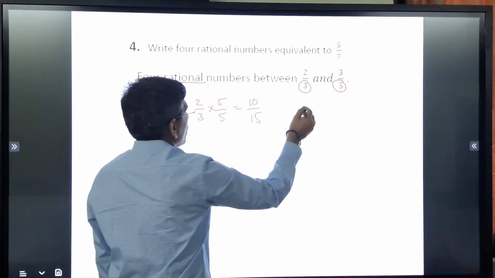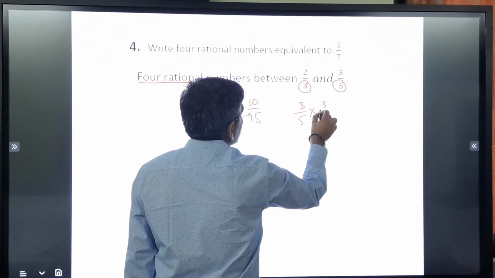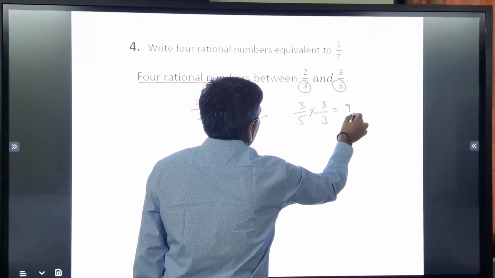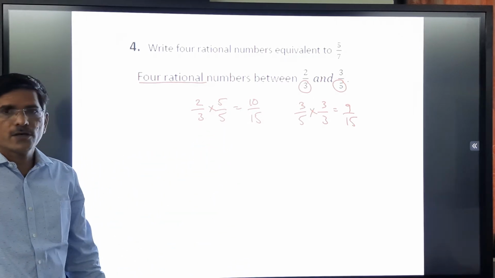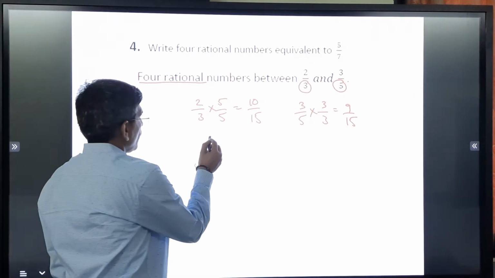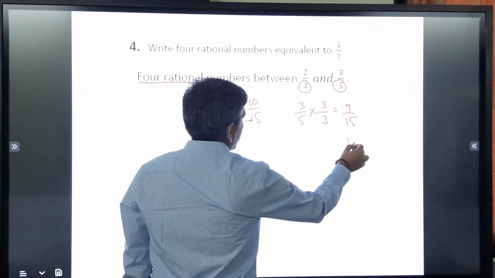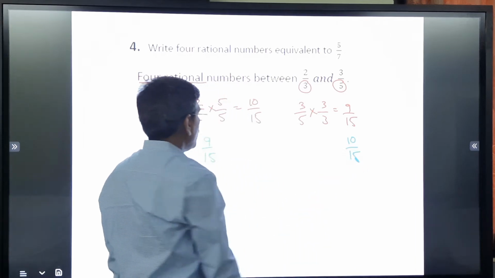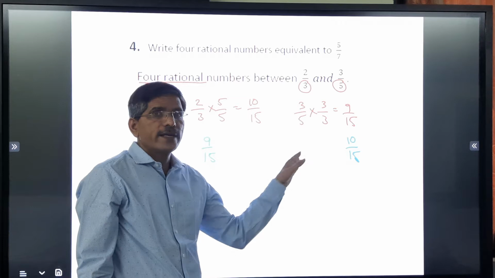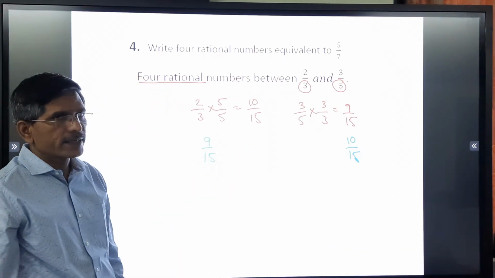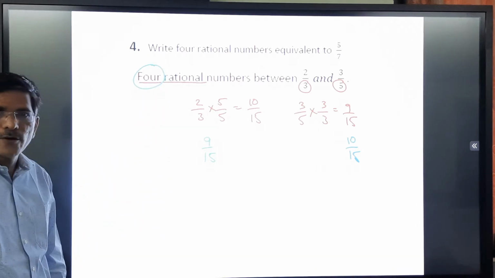Same thing, 3 upon 5. If I multiply by 3, then I will get 9 upon 15. So 9 upon 15 and 10 upon 15. Now you will see that between them, we know infinite numbers are there, but we cannot write them directly. Now how many numbers do I have to find out? 4 numbers I have to find out.